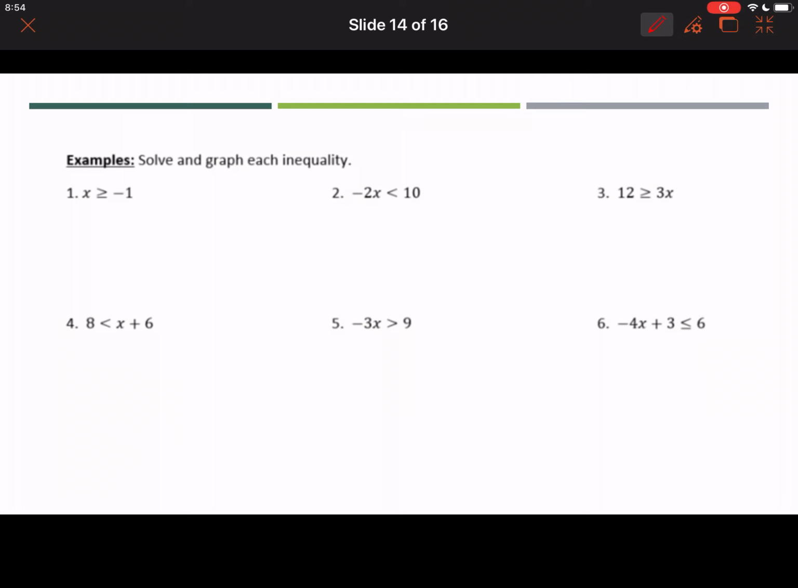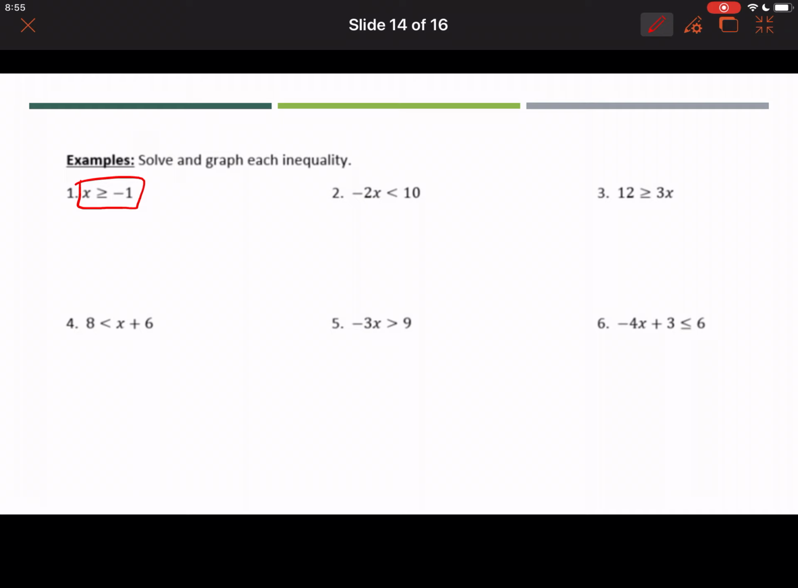Okay, so solve and graph each inequality. So again, we want the variable by itself, okay? And for the ease of graphing, I'm always going to try and get my variable on the left-hand side. So number 1, x is greater than or equal to -1. That's done for me, essentially. It's already solved for x.